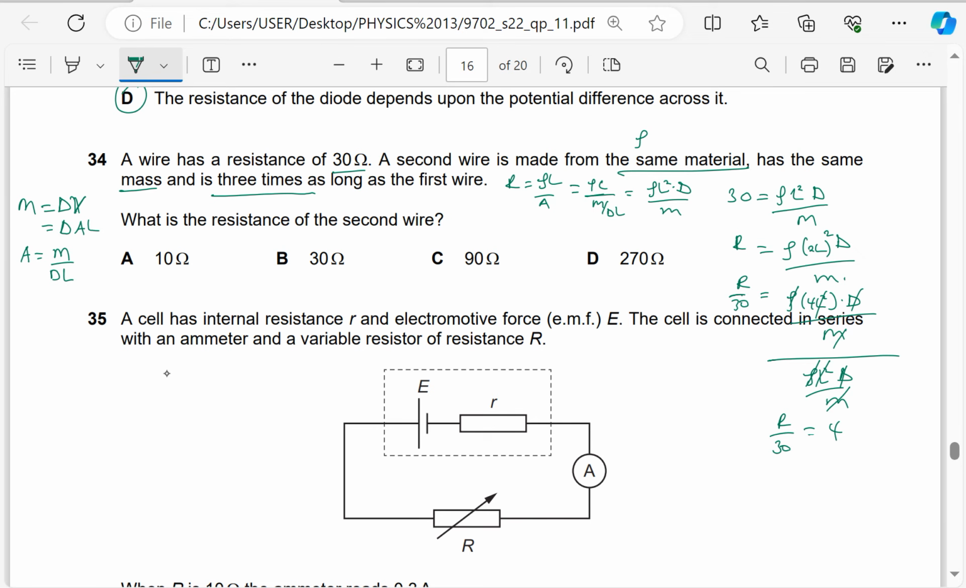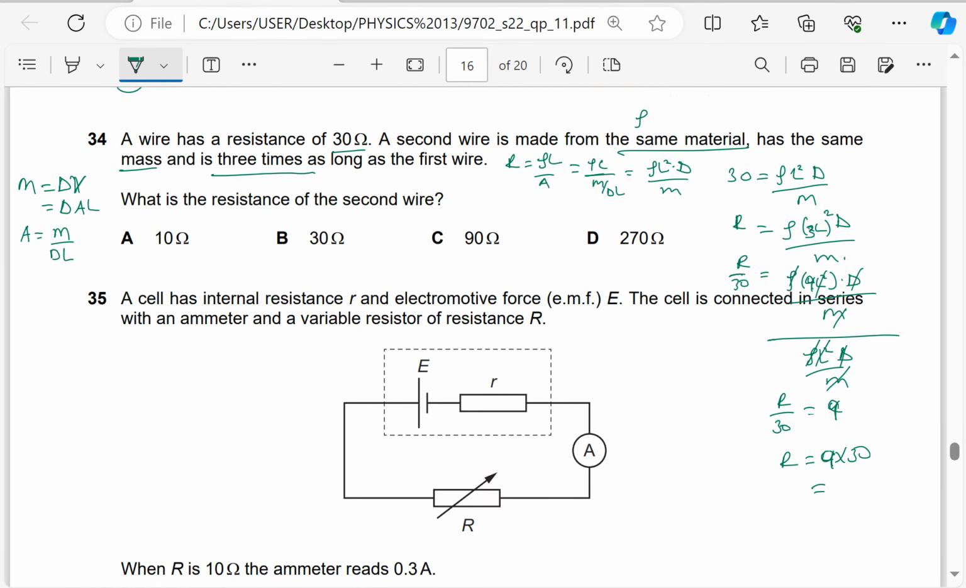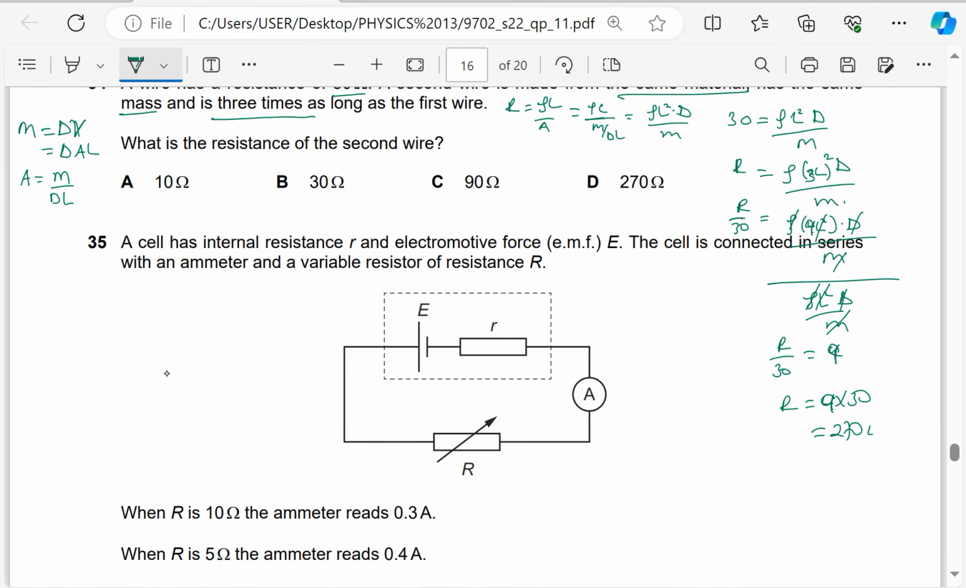So what does that mean? R is equal to 4 times 30. Is it 4 times 30? Oh, this was 3L, not 2L, 3L, which makes this one 9. So this is 9, not 4, because it was 3L. So when you square it, it becomes 9. So this is going to be 9 times 30, which is 270. So it means our answer is going to be D.